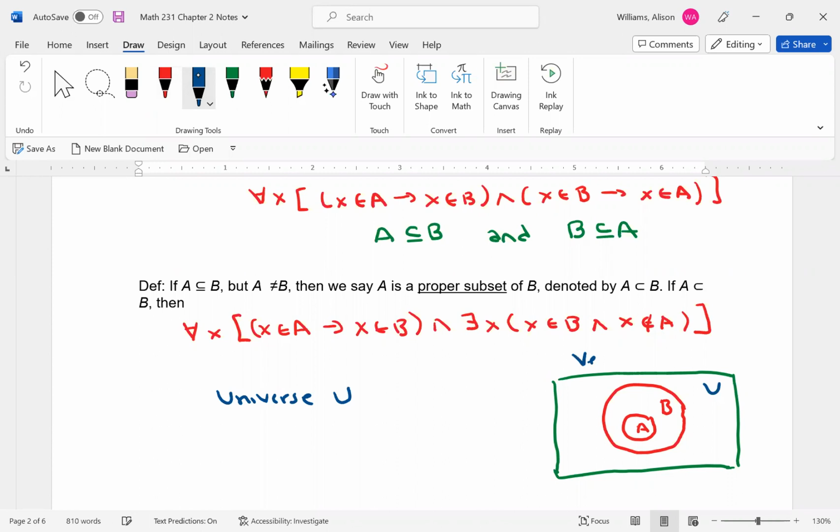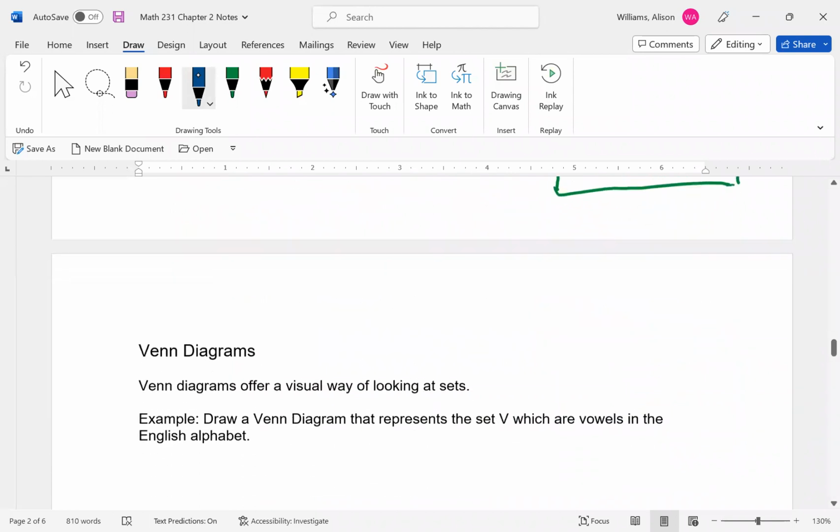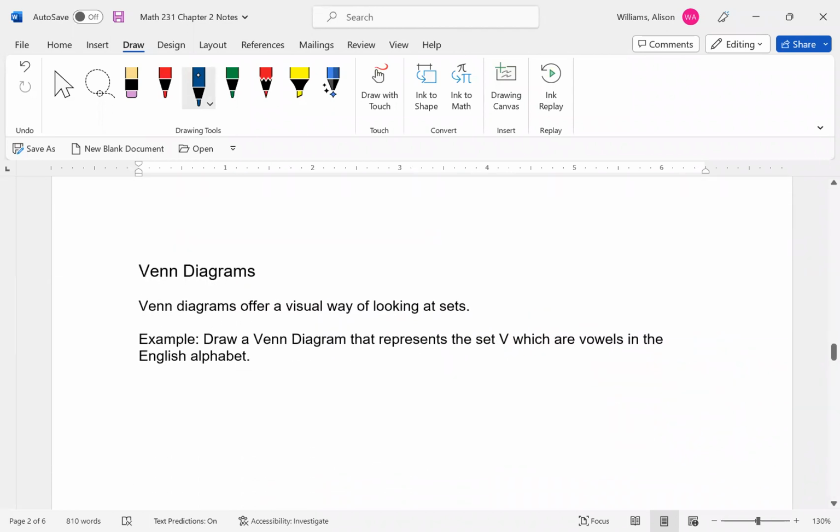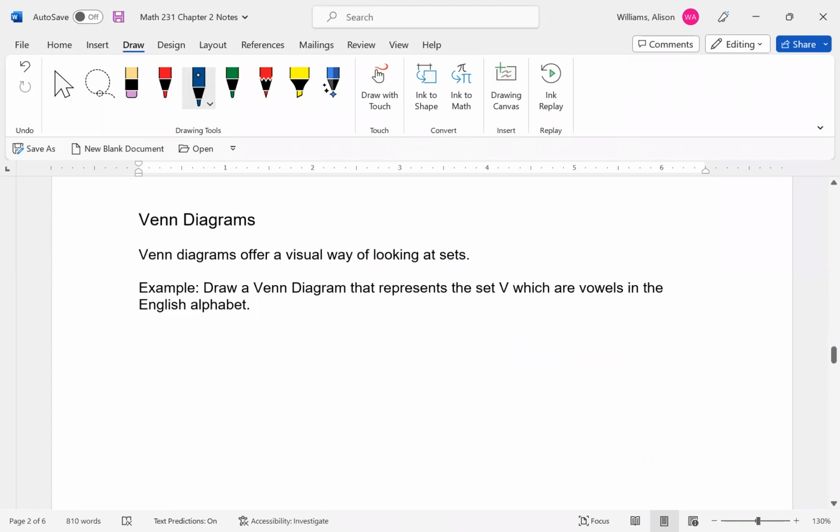So this is called a Venn diagram. And hopefully you've seen this at some point. They're pretty common. So we'll use them to kind of represent some of these definitions. Venn diagrams offer a visual way of looking at the sets. Let me kind of get into this a little bit more. Let's draw a Venn diagram that represents the set V, which are vowels in the English alphabet. Okay, so in this case, our universe is going to be the English alphabet.